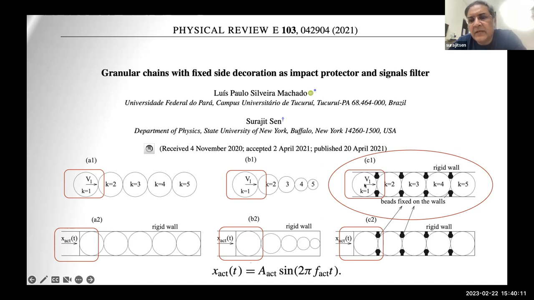when kinetic energy propagates from k equal to 1 to k equal to 2, this little guy here plays the role of impeding this transference of energy quite a bit. So that's one system we studied.